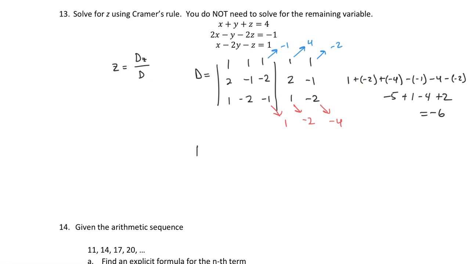So that's determinant D. Now D sub Z is a determinant where what used to be in the Z column, these coefficients, get replaced with these three numbers there after the equal sign. So 4, -1, and 1. So the constant values after the equal sign go in place of the Z column. Everything else stays the same as it originally was.